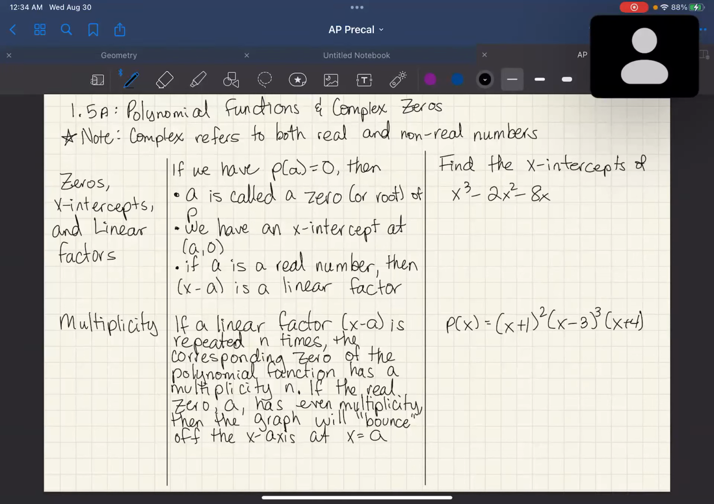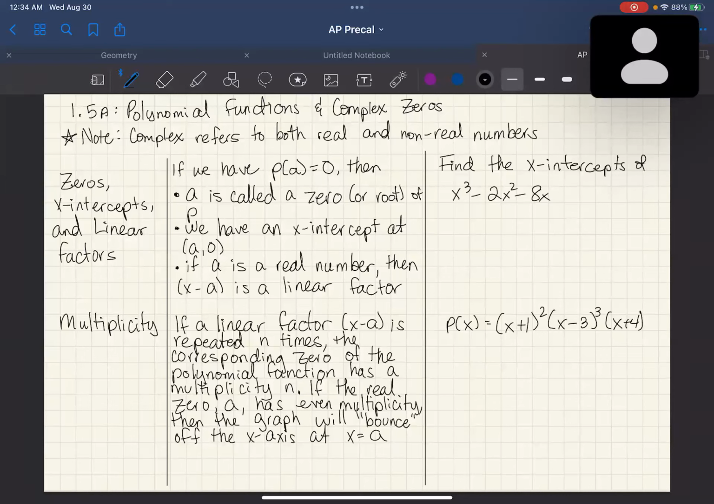Here we have the first example: zeros, intercepts, and linear factors. If we have p of a is equal to 0, then a is what's called a root or a zero of the function p. We have an x-intercept at (a, 0), and if a is a real number, then x minus a is what's called a linear factor. In my example here, what I want to do is find the x-intercept.